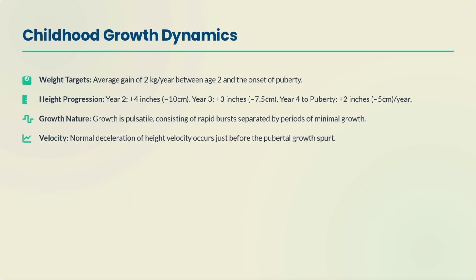Childhood growth. Children gain approximately 2 kg/year between age 2 years and puberty. They typically gain 4 inches, 10 centimeters, in length/height during the second year of life, 3 inches, 7.5 centimeters, during the third year of life, and 2 inches, 5 centimeters/year between age 4 years and puberty. With increasing height and slowed weight gain, toddlers and preschoolers grow taller and leaner. Of note, growth during this period is pulsatile, consisting of periods of rapid growth separated by periods of minimal growth. There is also normal deceleration of height velocity before the pubertal growth spurt during adolescence.